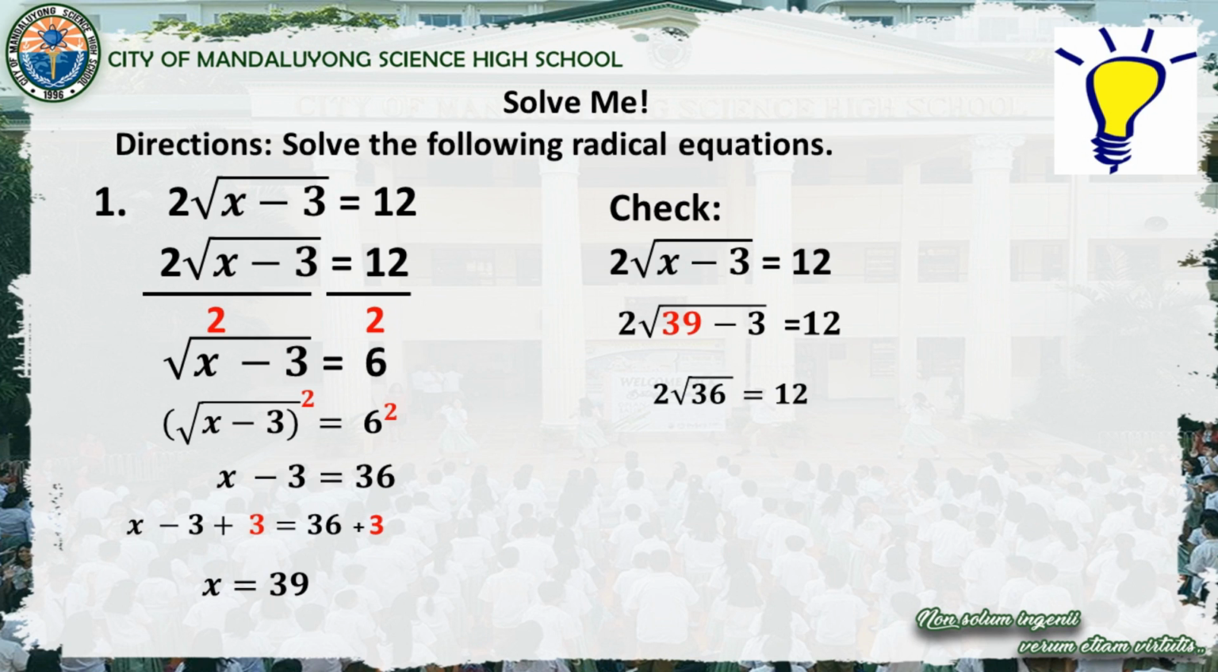And so we have 2 times the square root of 36 from 39 minus 3 is equal to 12. Getting the square root of 36, we obtain 6, and multiplying it by 2, and we have 12 is equal to 12. And so the solution is equal to 39. It means that 39 is the only number that satisfies the given radical equation. You can also express that using set.